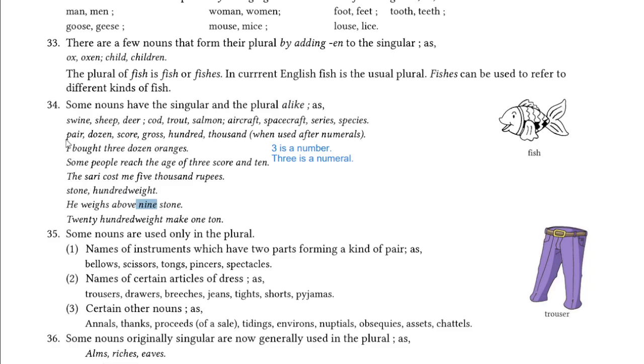When these nouns, pair, dozen, score, etc., are preceded by numerals, their singular form is used as the plural form. 20 hundredweight make 1 ton. Now, hundredweight is a noun in singular number, and since it is preceded by 20, which is a numeral, the singular form is being used as the plural form.